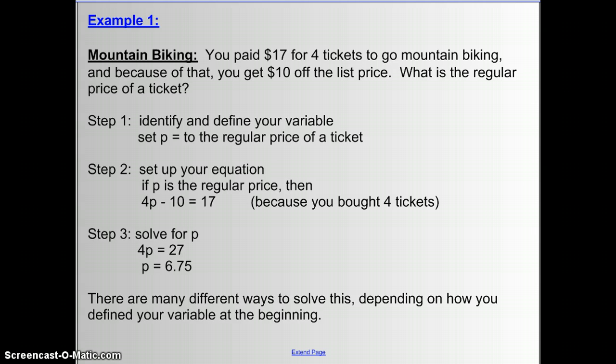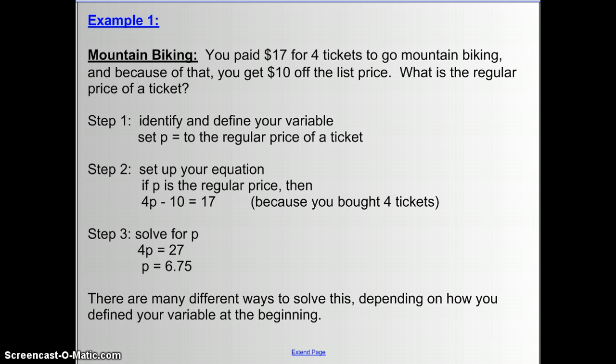In step 2, you're going to set up your equation. So if P is the regular price of a ticket, then 4P is the cost that you're going to pay for 4 tickets, but they gave you a $10 discount. If you subtract 10 from that regular price, you're going to end up with the 17 that you actually were charged. Okay? Once you have that equation, you can solve for P to get the price of a regular ticket.